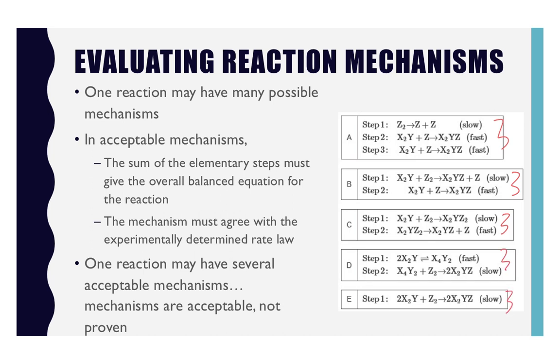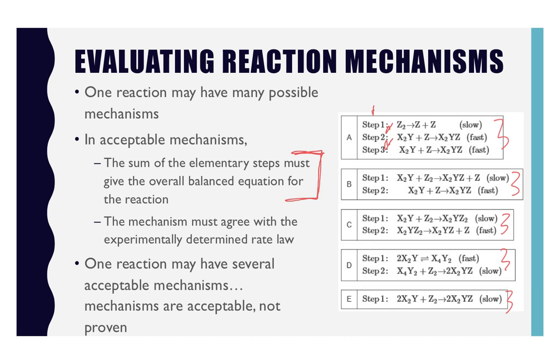All right. And if a mechanism is acceptable, in other words, one where a scientist might go, oh yeah, this is one that could possibly explain what's actually going on in the chemical world, two things have to be true. The first is the sum of the elementary steps that make it up. So over here, if I'm looking at step letter A, step 1 plus step 2 plus step 3 should give the overall balanced equation for the reaction. In other words, if I start canceling things out, I should be able to come up with the overall reaction at the end.